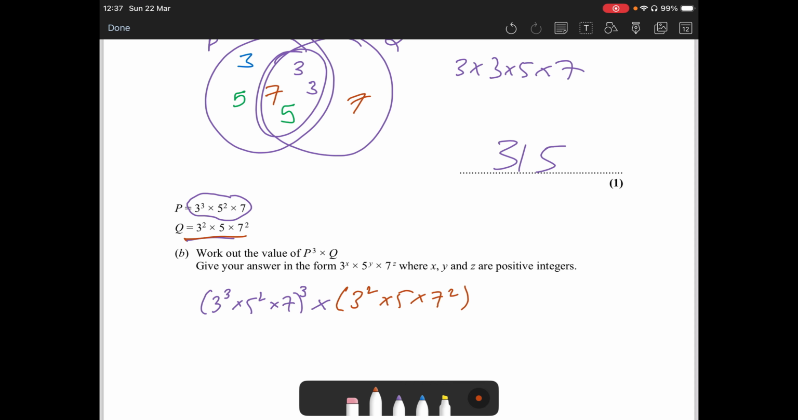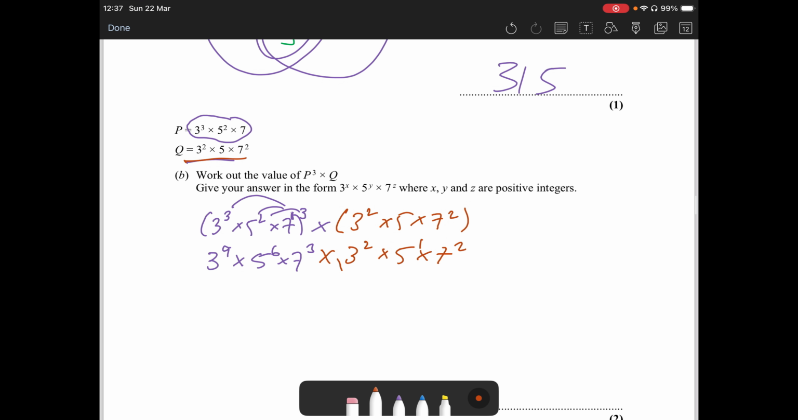Okay. So when you cube it, you usually times all the powers by the number on the outside. So that initial 3 will be 3 to the 9, 5 to the 6, and 7, treat it as 7 to the 1, is going to be 7 cubed. And we still have to multiply that by 3 squared, 5, and 7 squared. I'm going to give that 5 there a power of 1.